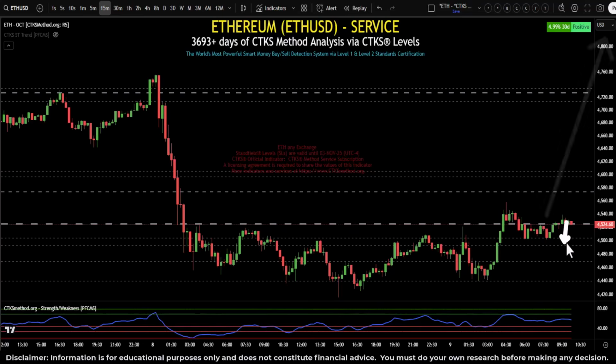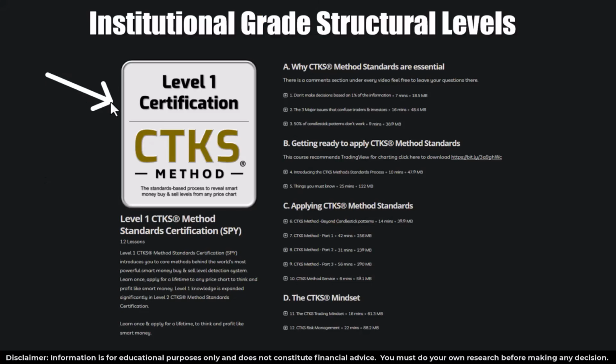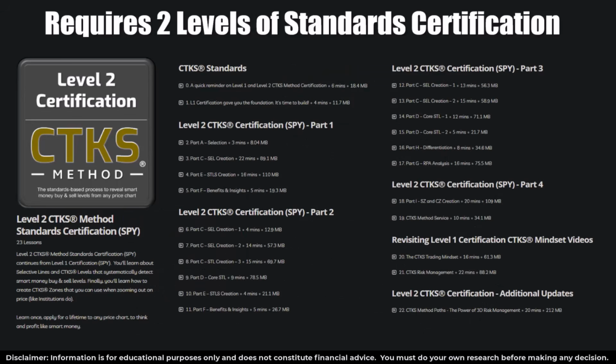If you get structural failures, it takes it to the bearish case. These dotted lines, called CTKS levels or Stanfield levels, are the most accurate support and resistance lines in existence in technical analysis. They are not drawn randomly. You'll need 2 levels of standard certification in order to draw those dashed lines.